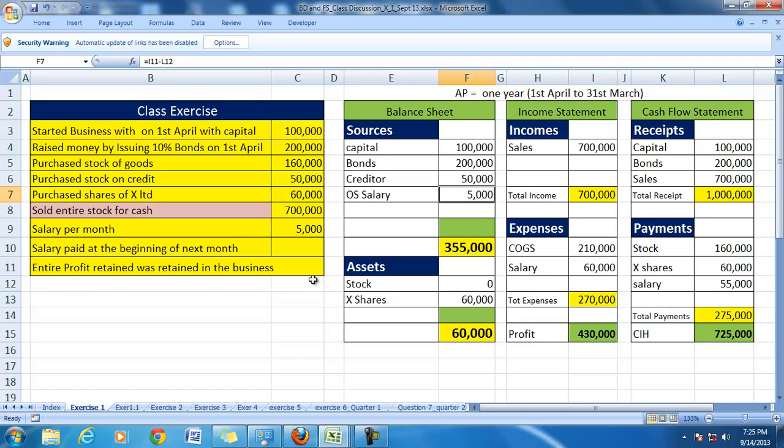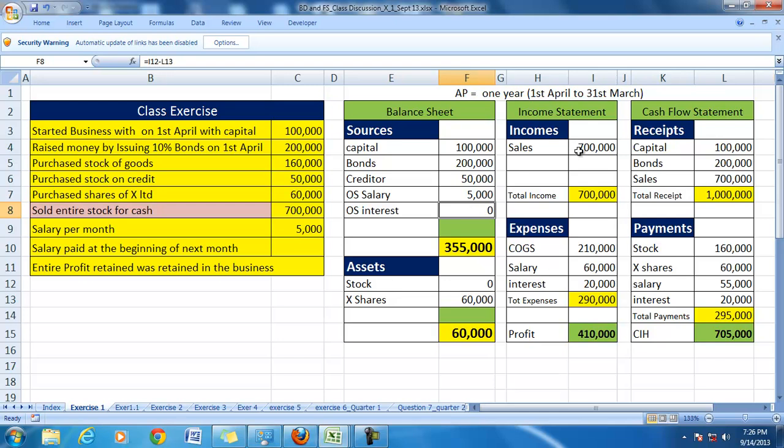Entire profit has been retained during the period and no other transaction is given, but we can see that the bonds have 10% interest. So we have to show interest because of accrual principle. So interest is the full year's interest at the rate of 10%, and let us assume that we pay the interest, so interest is 20,000. If we don't pay the interest, then interest will be a liability. For example, in this case, outstanding interest is 0. But if you don't pay the interest, then outstanding interest will appear on the balance sheet as a liability. So for the time being, let us assume that we paid the interest.